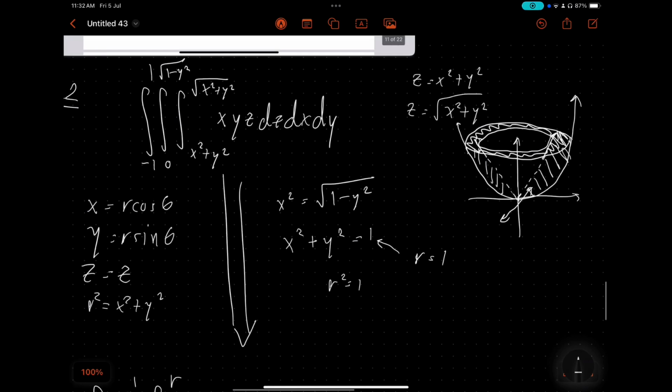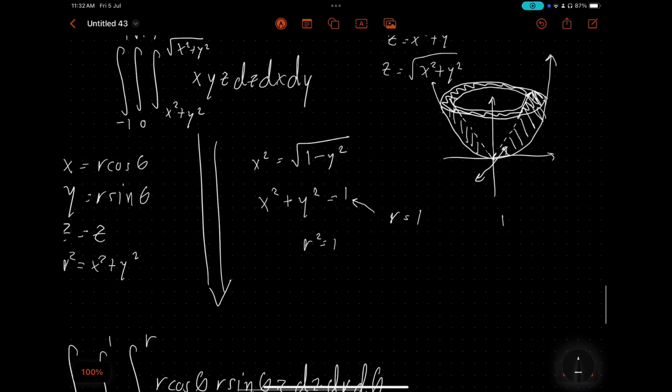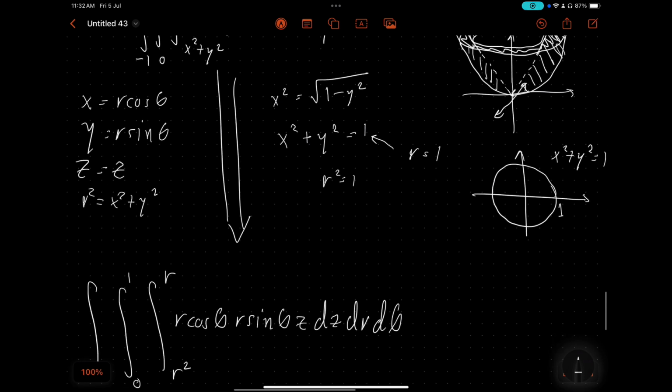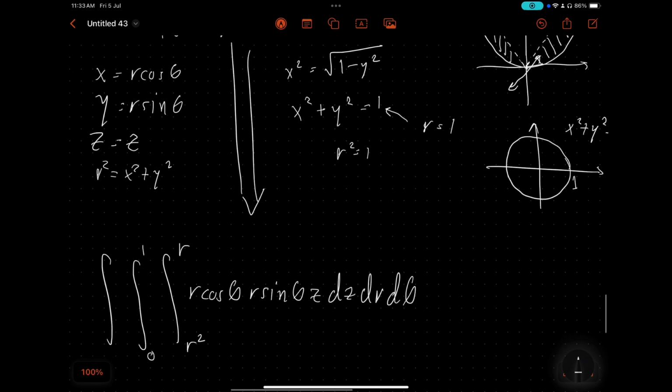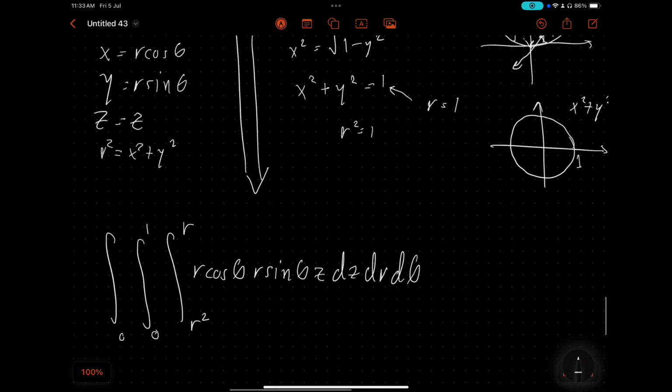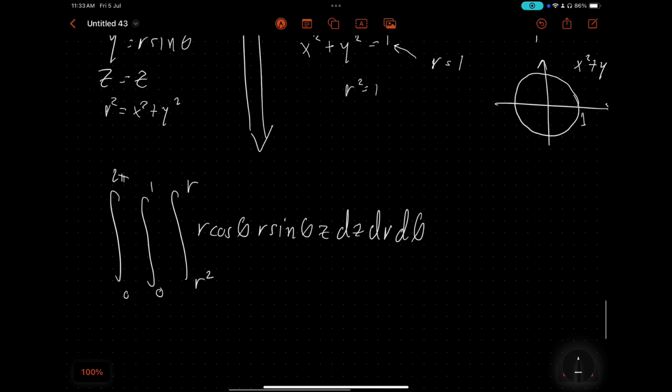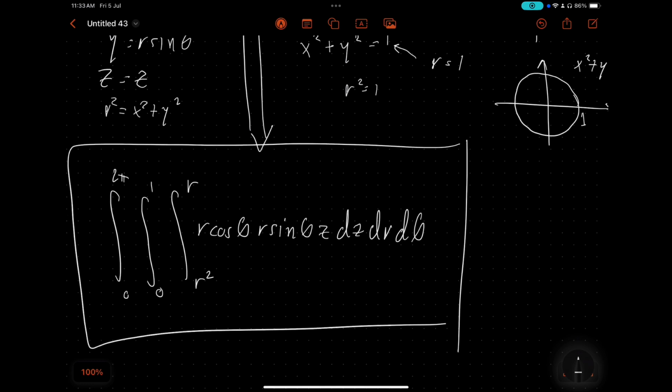Now, as for the y, we go to the xy plane. In the xy plane we just have the circle with radius 1, x squared plus y squared equals 1. And so r is gonna go from 0 to 1, and theta is gonna go from 0 to 2 pi. Now that's basically our converted triple integral.